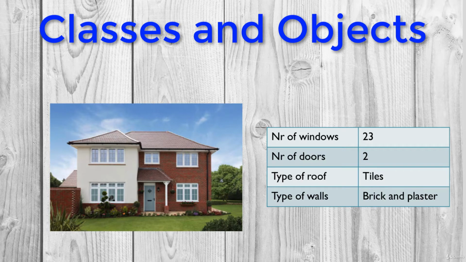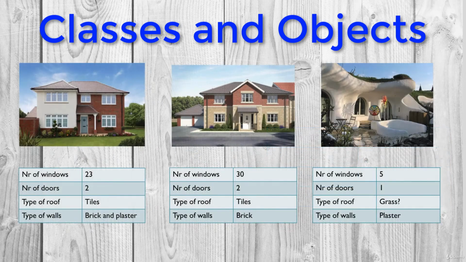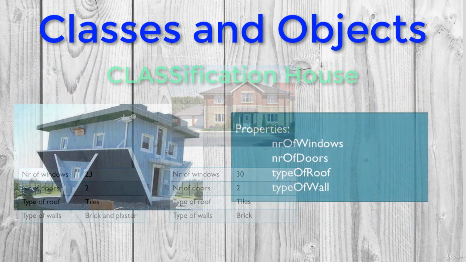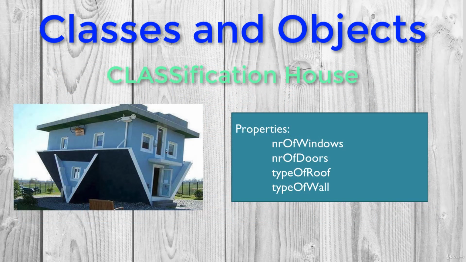Ultimately, we can then take that blueprint or classification and build as many different objects or houses of that same classification called house. Look at some other house objects we can create. You can clearly see that all house objects will have the same properties, but the value of the properties will be different. We can then go to Java and create the classification called house and have the following properties as variables in the class. As in this picture, you can have some very weird objects of classification house, as long as they have the same properties.